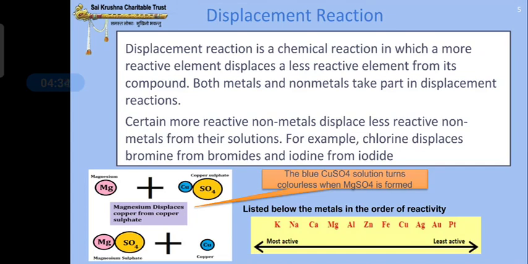Here, magnesium plus copper sulfate. Magnesium displaces copper from copper sulfate. Therefore, it forms magnesium sulfate plus copper. Can you see why? Magnesium is the most active element. Yes or no? Magnesium comes first, then aluminium, zinc, iron, and next comes copper. So copper is less reactive when compared to magnesium. Therefore, magnesium displaces copper from copper sulfate. Hence, magnesium sulfate is formed.